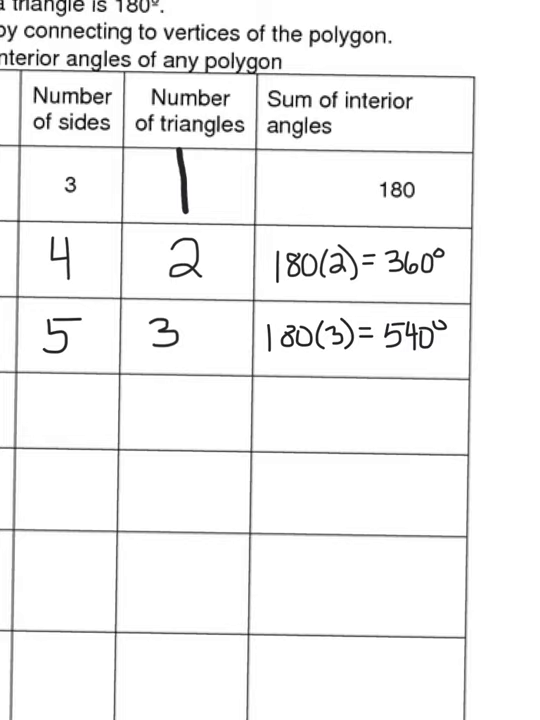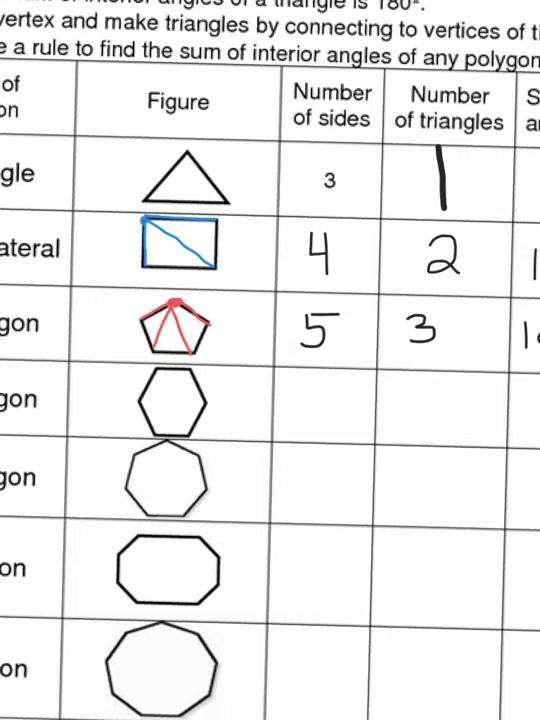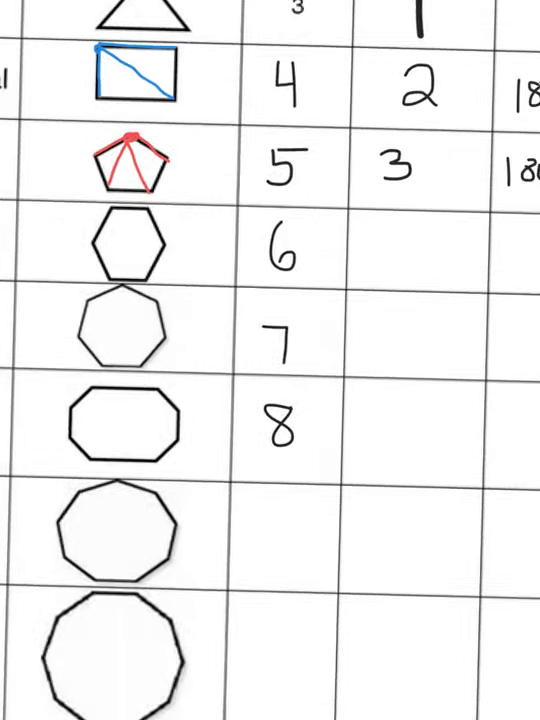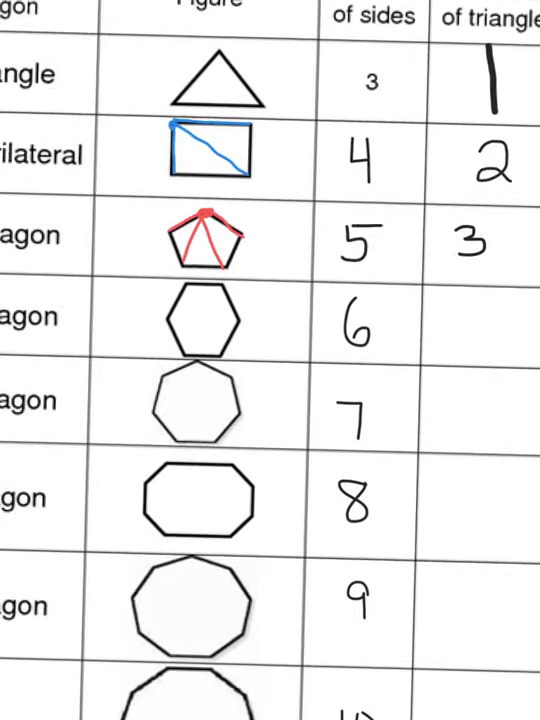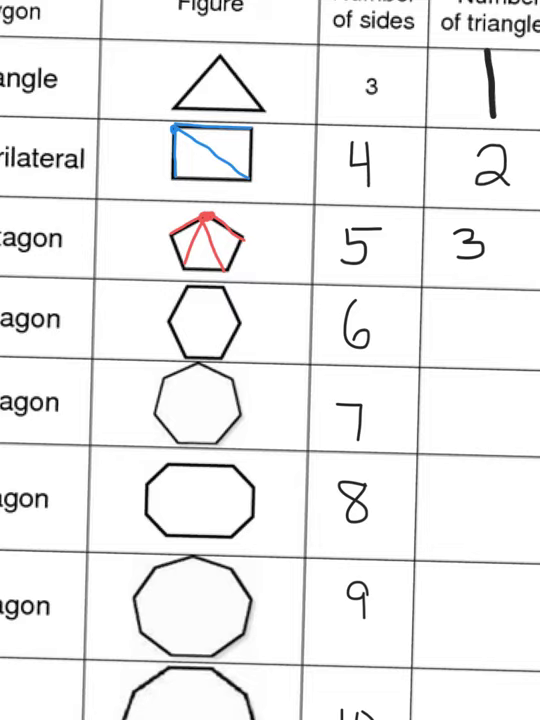Now I would encourage you to pause the video and see if you can do the hexagon, heptagon, octagon, nonagon, and decagon by yourself, and then start to think about, is there a pattern that you are noticing? And then I'll go through and draw in the shapes and you can check. All right, so here we have our 6, 7, 8, 9, and 10-sided shapes. I'm going to draw in my triangles.